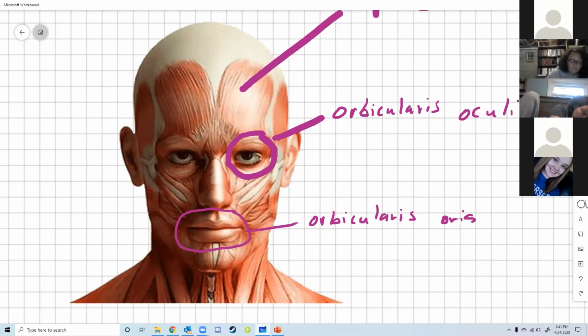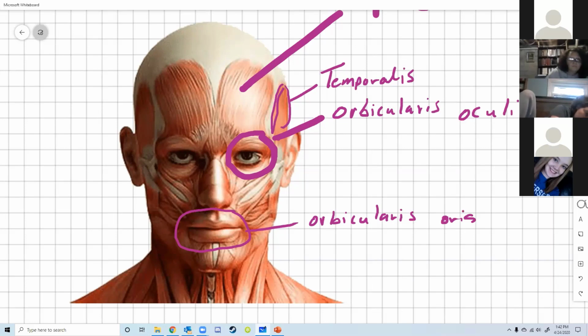Everybody can see what I'm writing here? Doing okay? Following along with me? I don't have a lateral view, but this one on the side of the head, who wants to guess the name of that one? Temporalis. Just like that's the temporal bone in your skull.